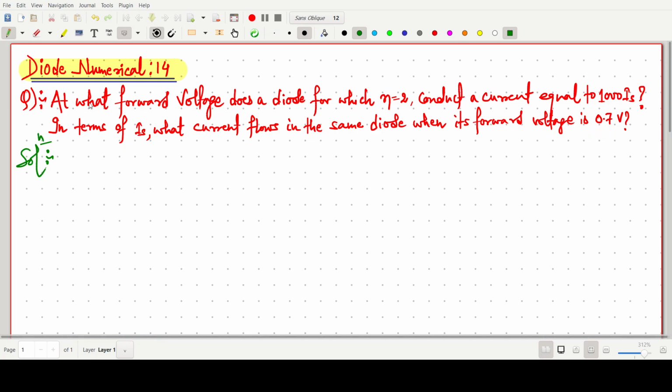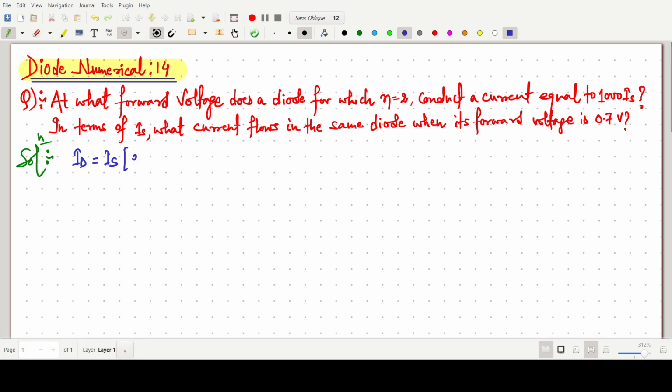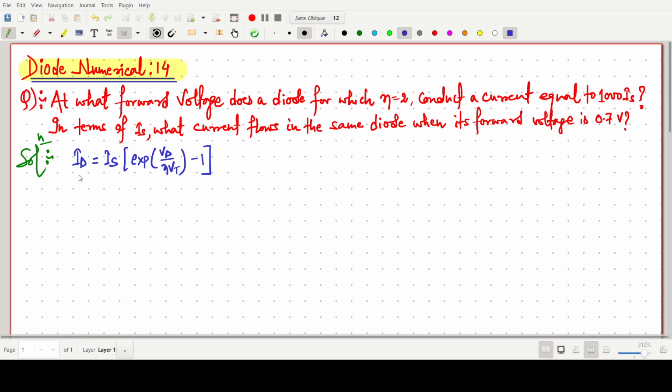It is a very simple question, but before that we have to know the basic diode equation. The diode equation can be written as ID, the diode current, equals IS times, in brackets, exp(VD by eta VT) minus 1. So ID is the diode current.